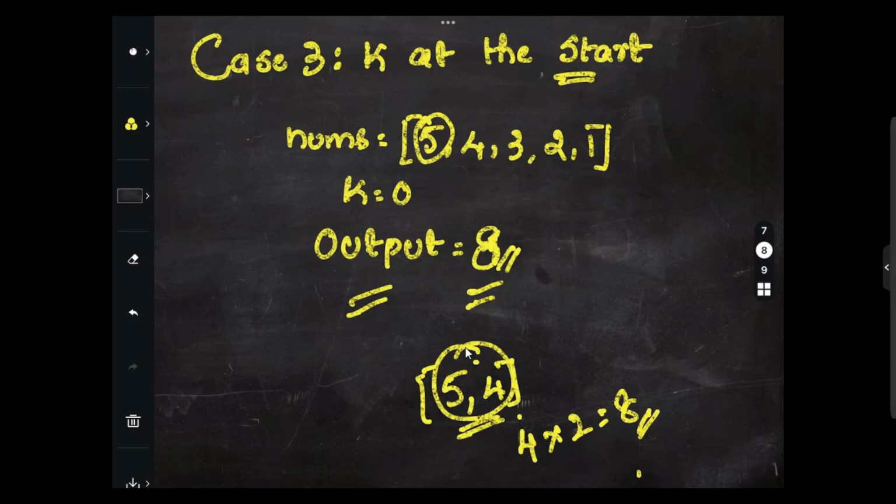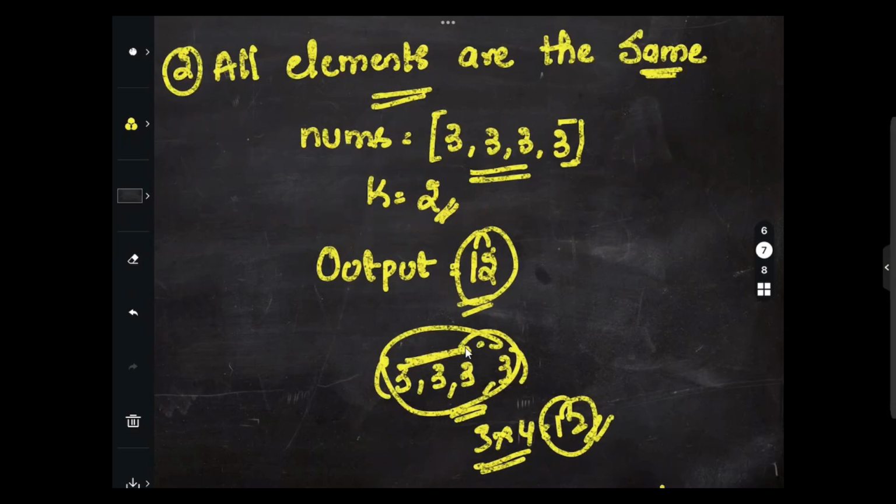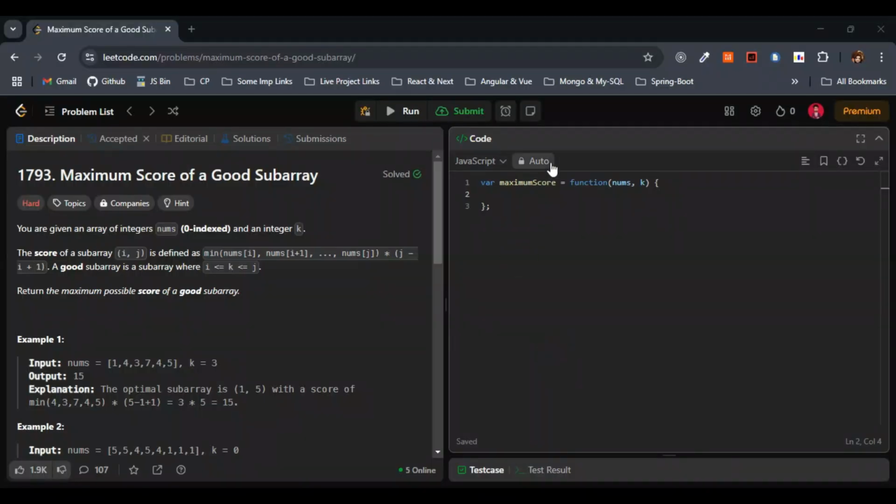Just give me a second here. So yeah, output will be 8 in this case. I hope this is clear. So the edge cases that we considered here are single element, nothing but the minimum input size, the second one is all elements are the same, and the third one is k at the start. I hope all the edge cases are clear. Now let's start writing the code. So let's start writing the code here.